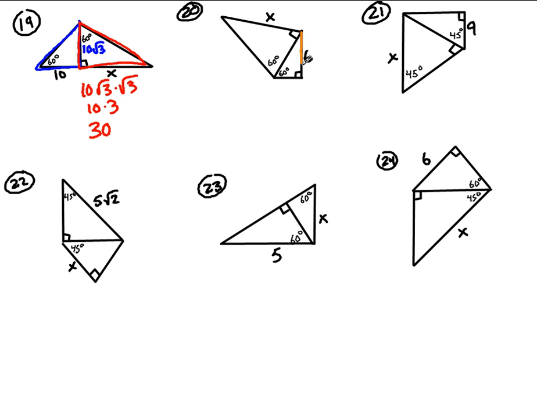For number 20, again, another 30, 60, 90 triangle. I'm given the long leg of the 30, 60, 90. I need to get to the hypotenuse. Well, let's go one step at a time. To get to the short leg, I need to make it 6 divided by the square root of 3. Let's rationalize that, and I end up with 6 root 3 over 3, which is the same as 2 square roots of 3. To get from that short leg to the hypotenuse, I double it. So this hypotenuse is 4 square roots of 3.